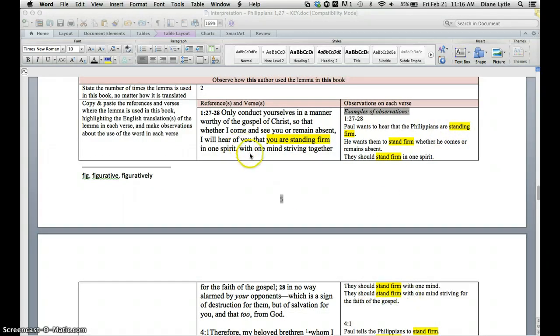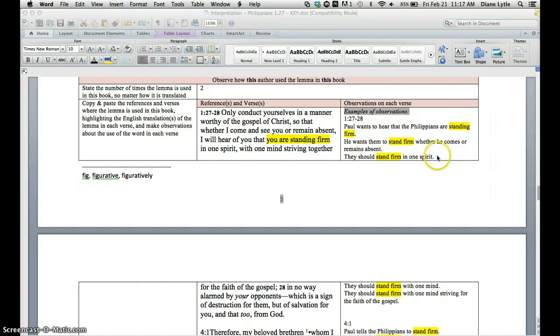So we've got the same verse. What else do we want to know? What does Paul want to hear? Who does he want to hear it about? Well, Paul wants to hear the Philippians are standing firm. When does he want to hear that? Well, he wants them to stand firm whether he comes or remains absent.